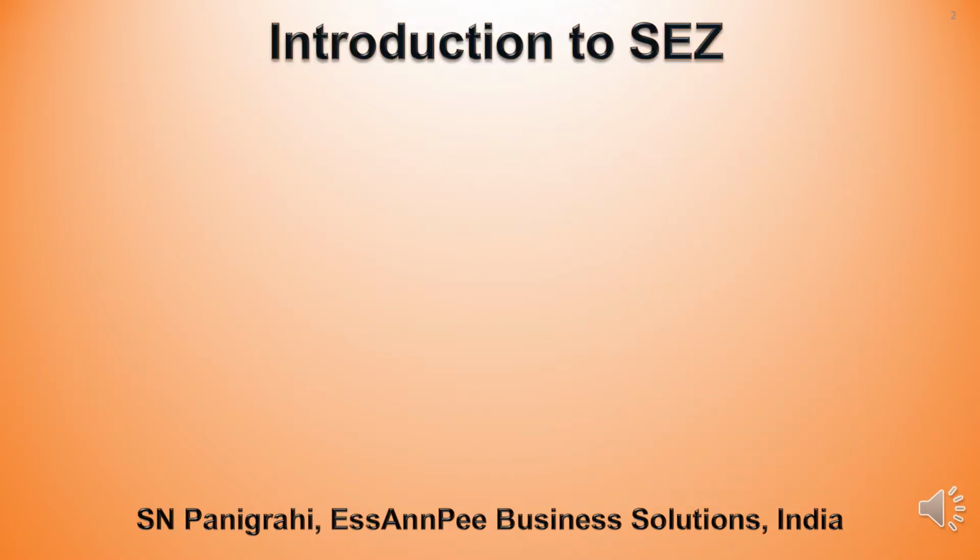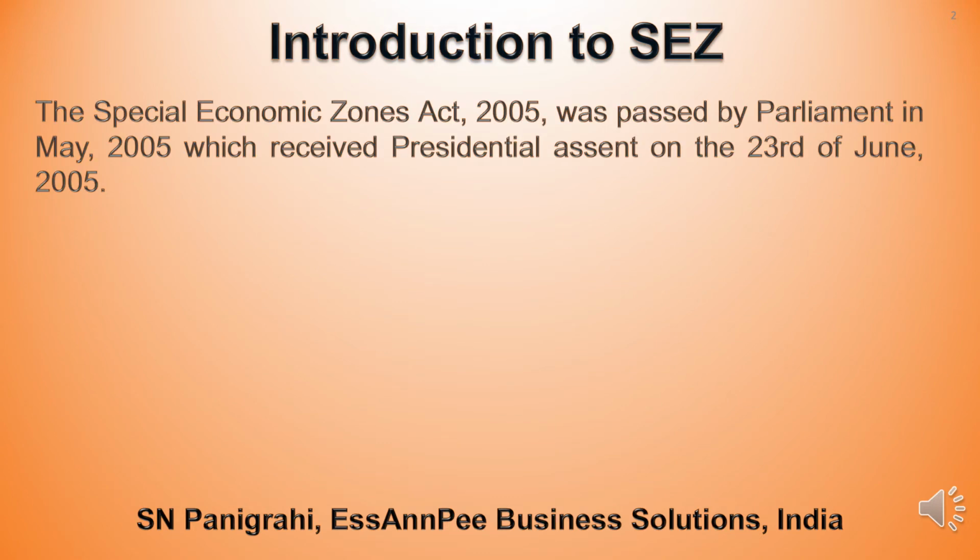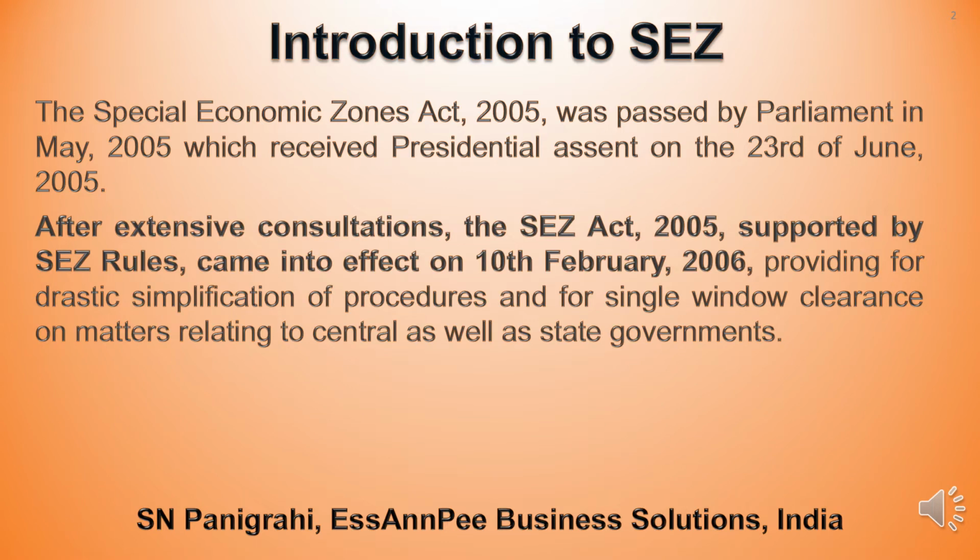Before deliberating on the subject, let's first understand the introduction to SEZ. The Special Economic Zones Act 2005 was passed by Parliament in May 2005, which received presidential assent on 23 June 2005. After extensive consultations, the SEZ Act 2005, supported by SEZ Rules, came into effect on 10 February 2006, providing for drastic simplification of procedures and for single-window clearance on matters relating to central as well as state governments.